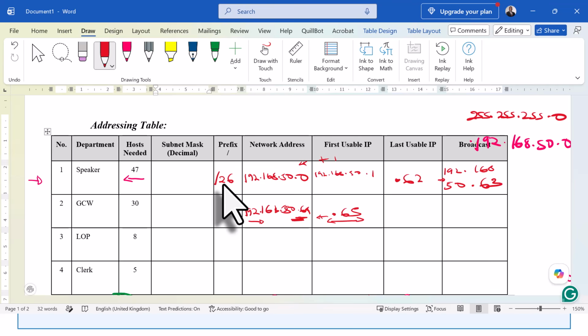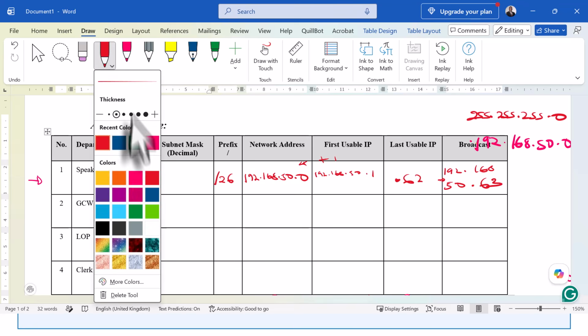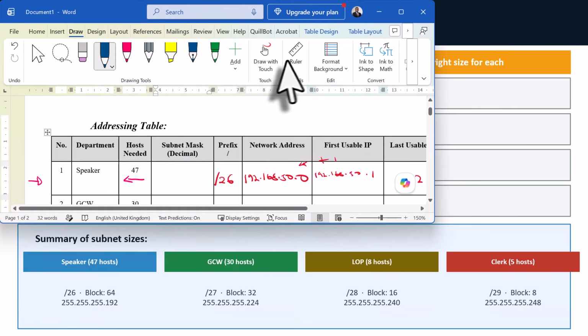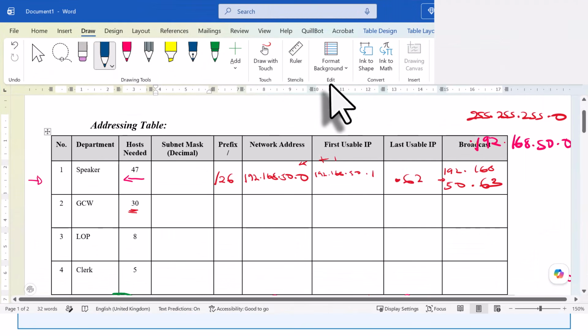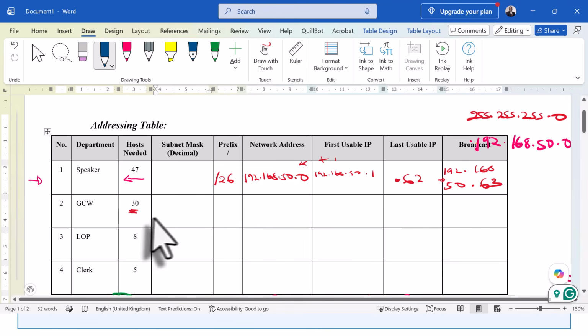Now, that is easy peasy. It is sorted, right? Now, let me go to the next network of 30 and create the network. So I go back to my scale. This one is sorted. It is taken care of. And the speaker's office people will be happy. We have taken care of their needs. They have the IP addresses that are going to take care of their needs. So now we need to create another subnet that is going to accommodate 30 hosts. All right, 30 hosts in the government chief whip's office.